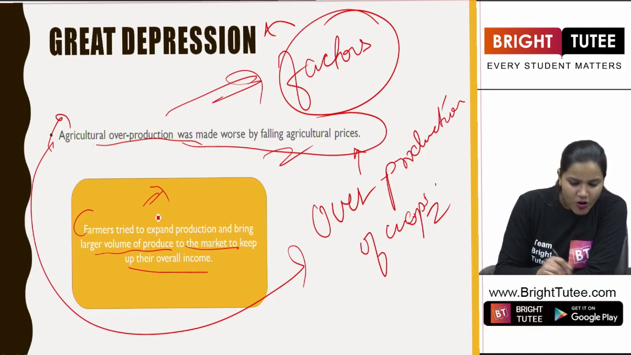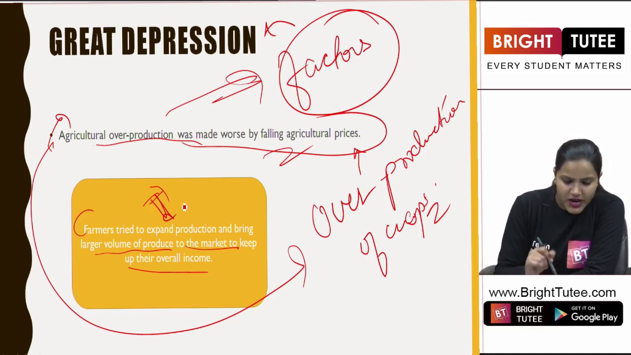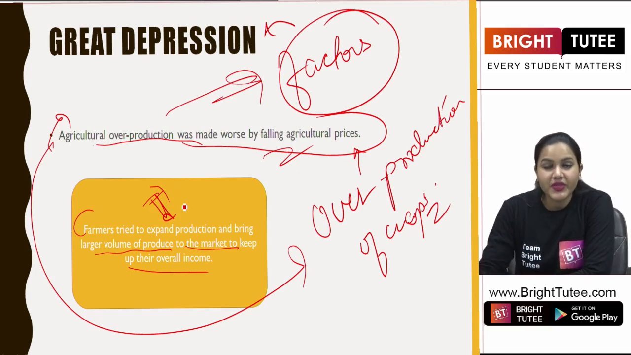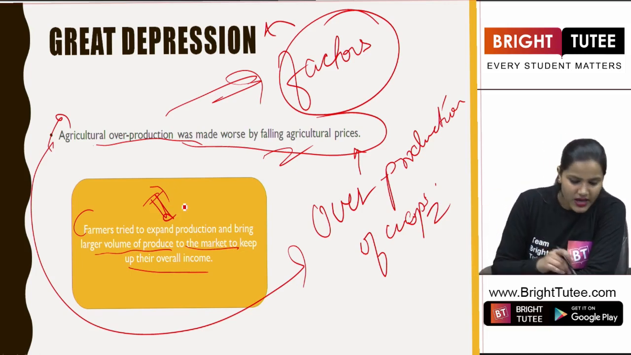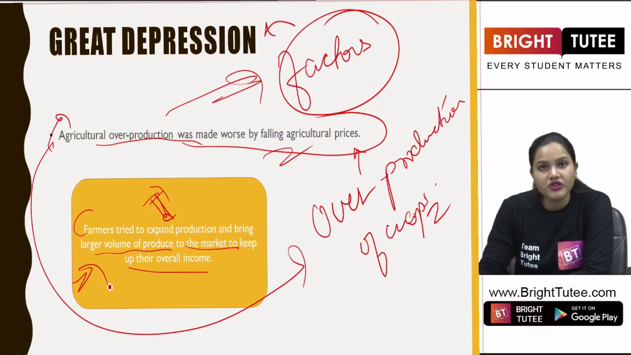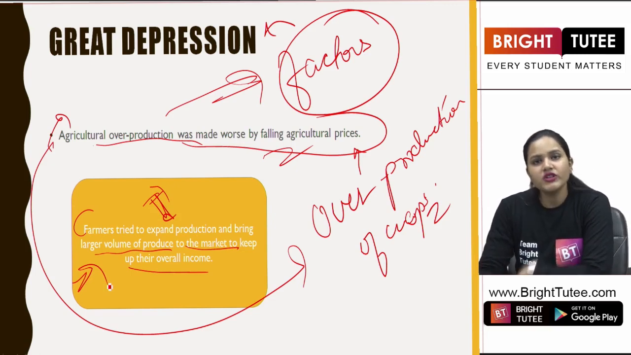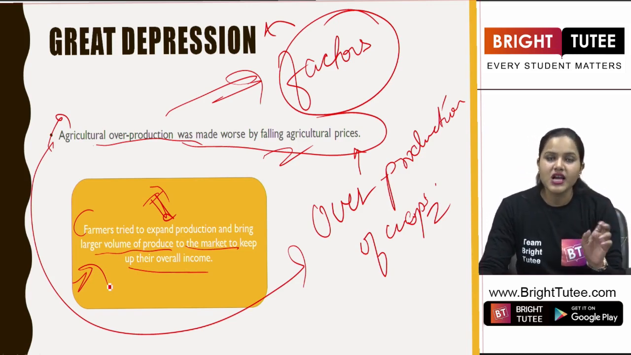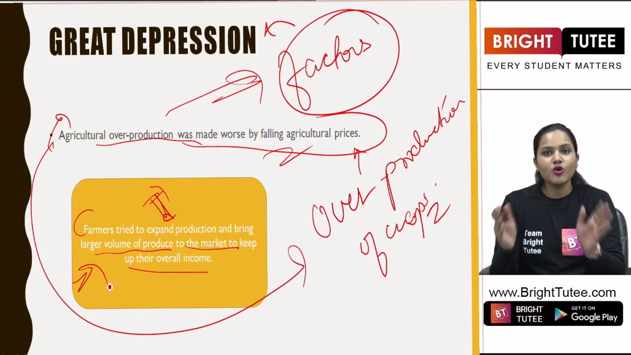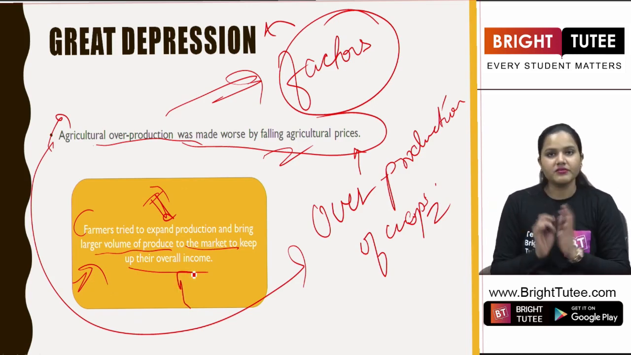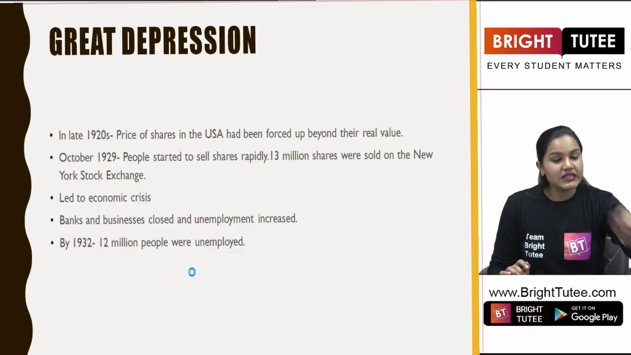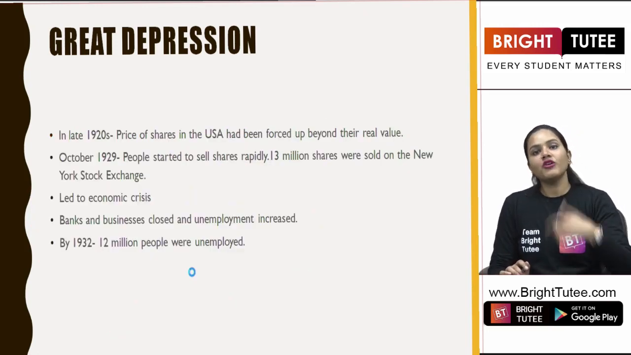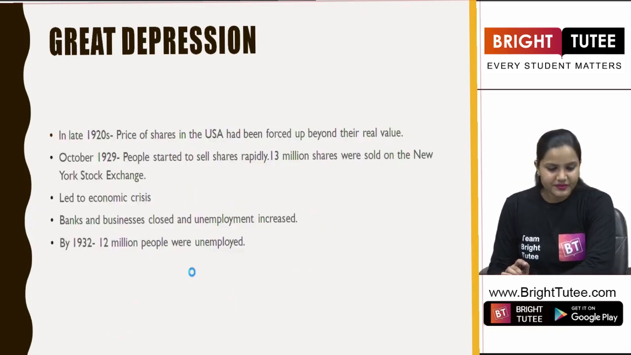Yes. So, all these farmers now try to expand production. They are going to produce a lot and bring a larger volume of produce to the market. So definitely the prices have fallen, but the quantities have been increased in the market so that they can balance their overall income. Now, was it correct or not? Here we see that this became one of the reasons for the Great Depression.